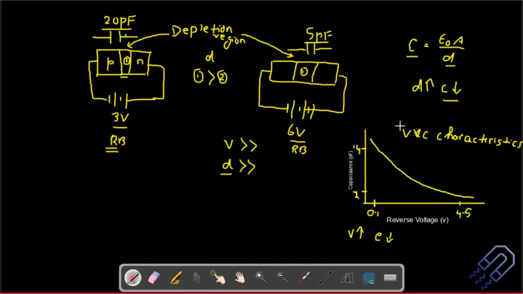So what can we actually use to manufacture a Varactor?